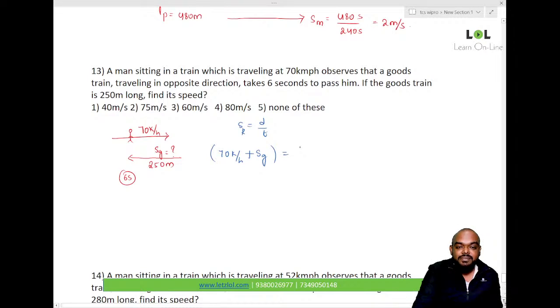Now, distance is only the length of the goods train, that is 250 meter, divided by time taken, which is 6 seconds. Let us convert this meter per second to kilometer per hour by multiplying with 18 by 5. That becomes kilometer per hour.